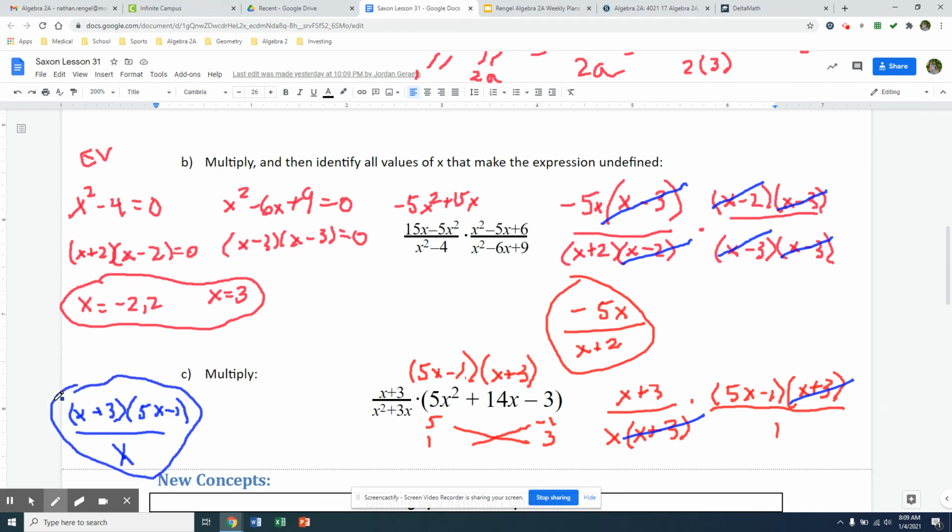So the moral of the story, as we start to multiply these out, we are looking to get them factored first. Once they're factored, then we can start to look for those common factors and simplify things down.